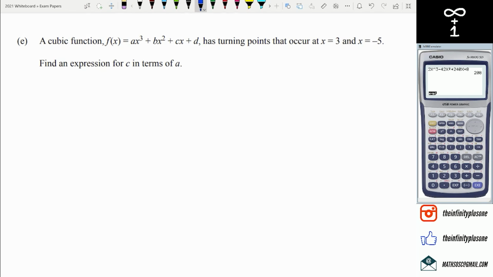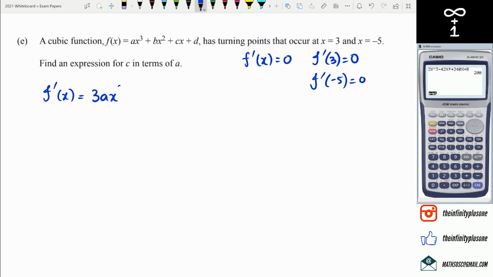So question E, what we've got is a cubic function, and it says that it has turning points that occur at x equals 3 and x equals negative 5. So remember, the turning points mean the gradient is 0. So f dash of 3 is equal to 0, and f dash of negative 5 is equal to 0. So let's differentiate the function first. So when we differentiate the function, we are going to get 3ax squared plus 2bx plus c.